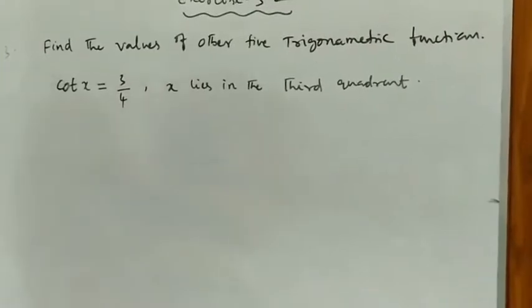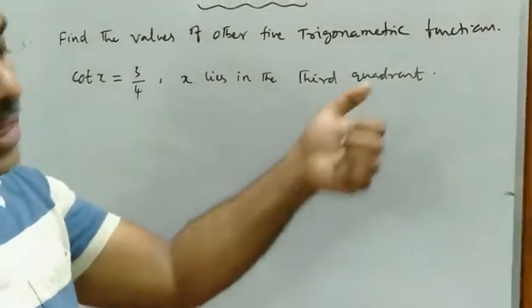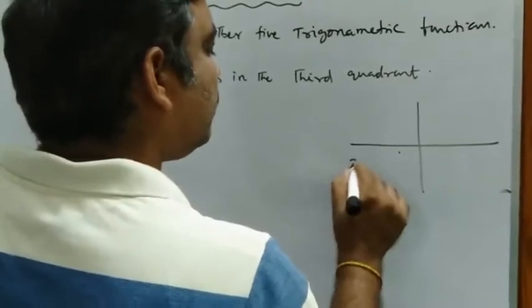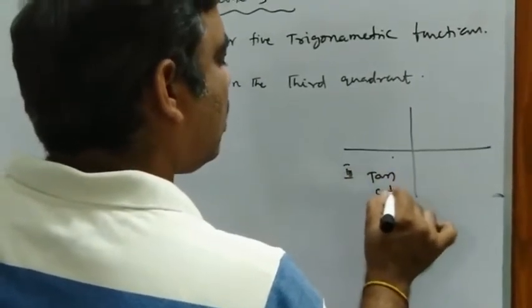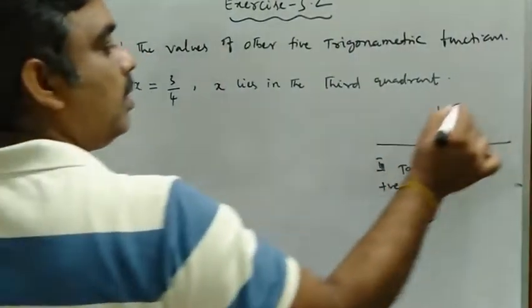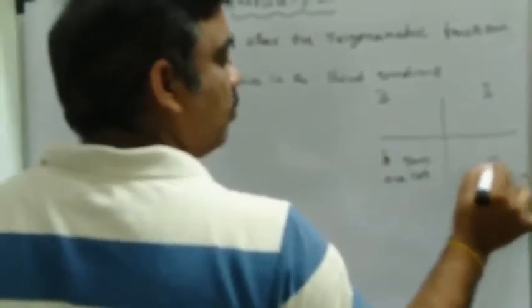Find the values of other 5 trigonometric functions. Given cot x is 3 by 4. X lies in the third quadrant. So in the third quadrant, tan and cot are positive. Remaining all are negative in the third quadrant. In this quadrant all are positive. In the second quadrant, sin and cosecant. In the fourth quadrant, cos and secant. So here the given value is cot x equal to 3 by 4. Then tan x is equal to the reciprocal of cot x, that is 4 by 3.